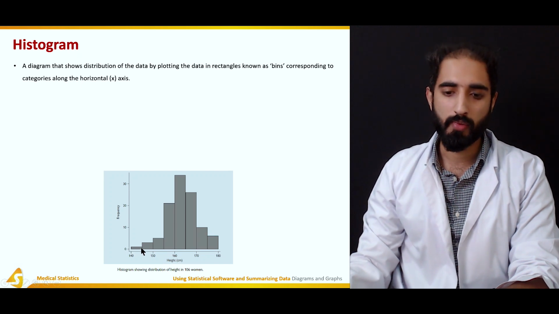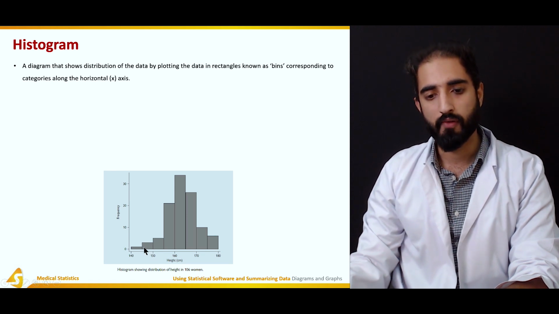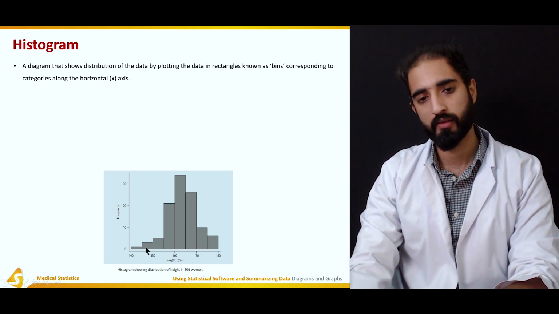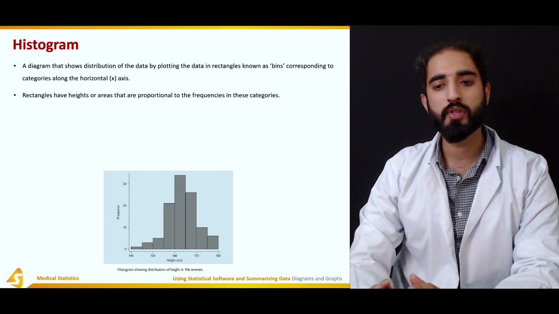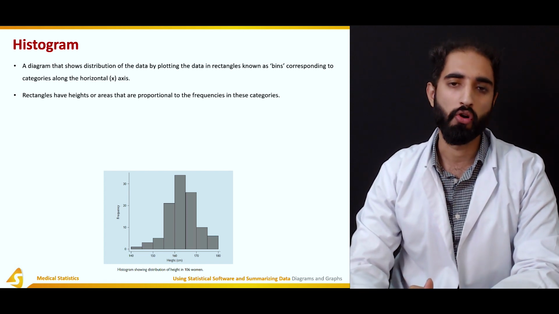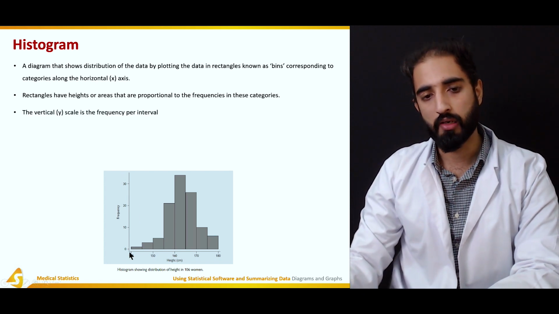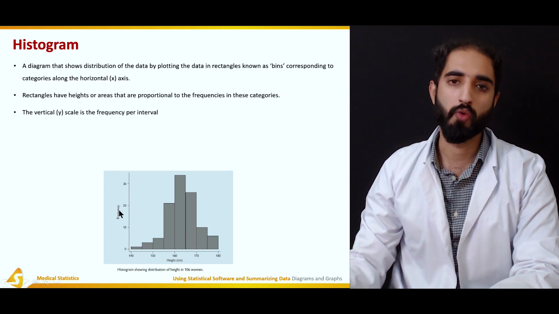So this category means 140 to 145 and 145 to 150. So this bin is representing 145 to 150 centimeters in height. Now these rectangles have heights or areas which are proportional to the frequency in these categories. The higher the frequency, the higher the height or the area. Here you can see this is the vertical scale or the y-axis, and here we have the frequency per interval.